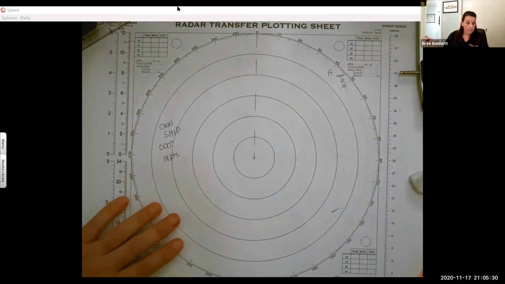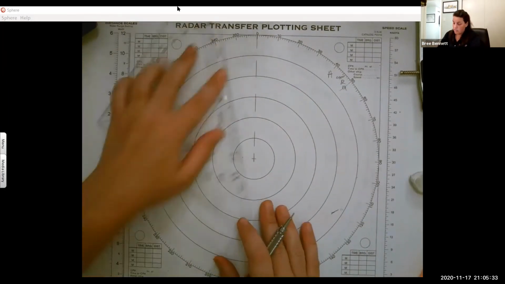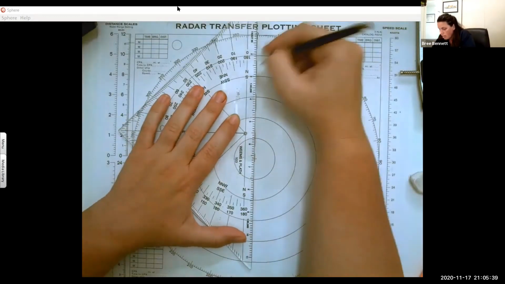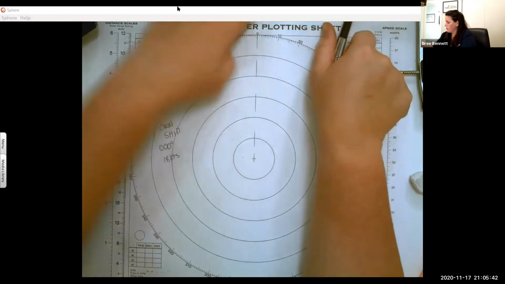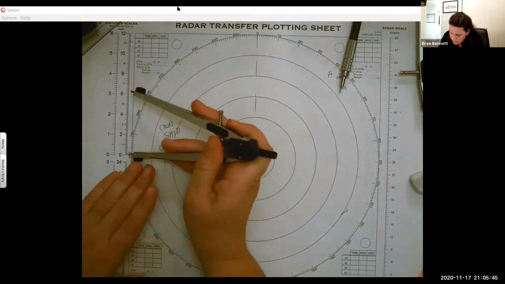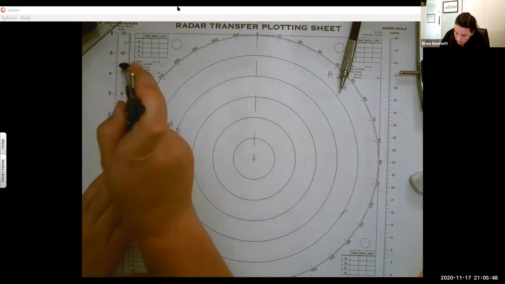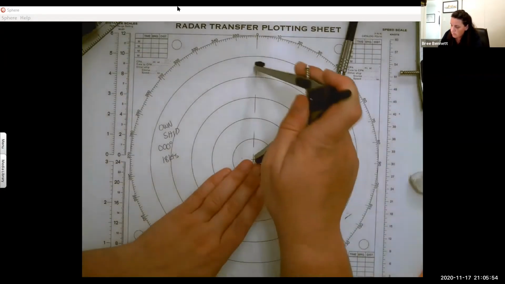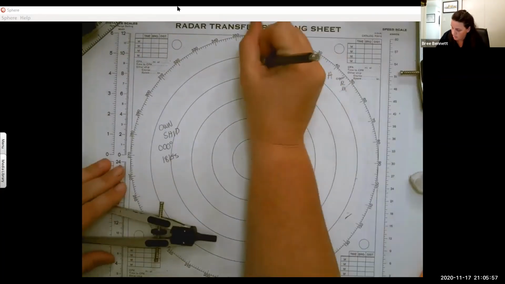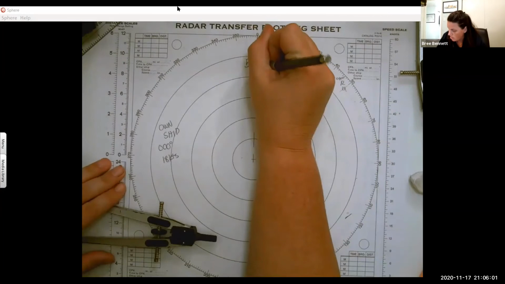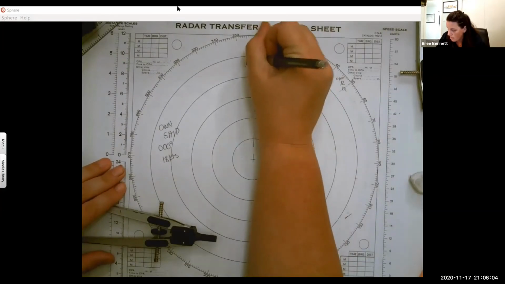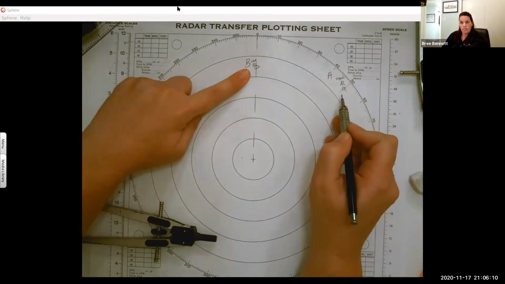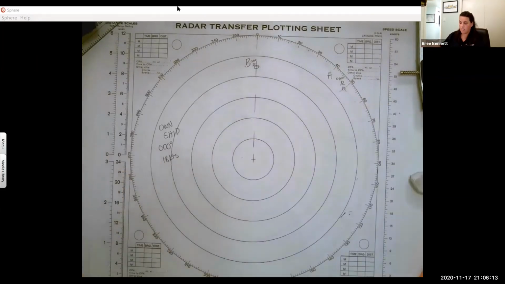Also at 0900, we had a target bearing 000, so right in front of us, at 9 nautical miles. So this is target B. And this is my R at 0900 for target B. So I have A and B, plotted my R's. Then I'm going to plot 6 minutes later.